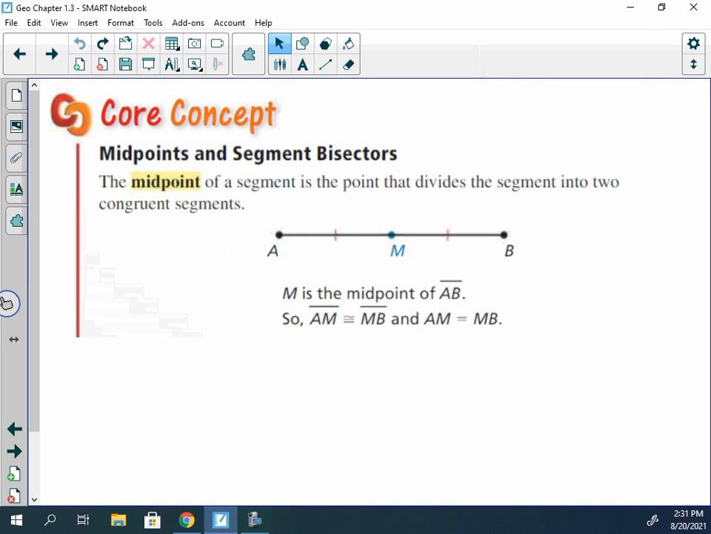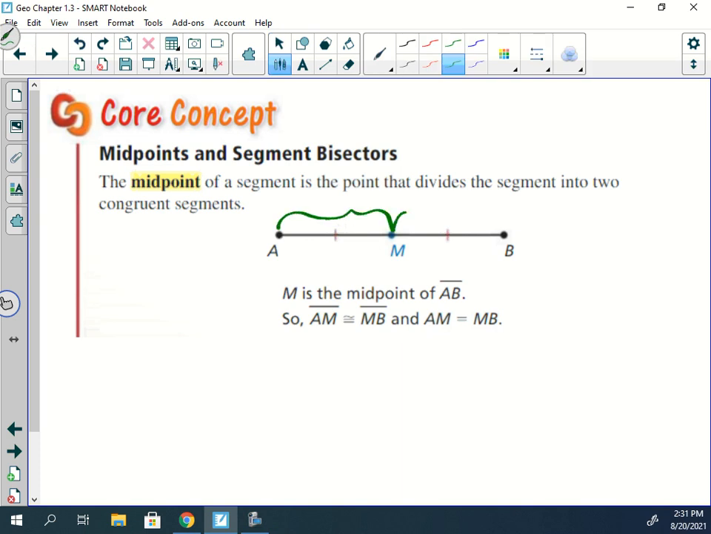All right, guys, so what we're starting off with today is midpoints and segment bisectors. The midpoint of a segment is a point that divides the segment into two congruent segments, into two equal parts. So that means the distance from A to M is going to be the exact same distance as M to B. The midpoint is the exact middle of a line segment.